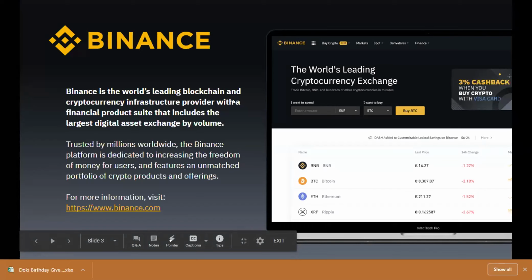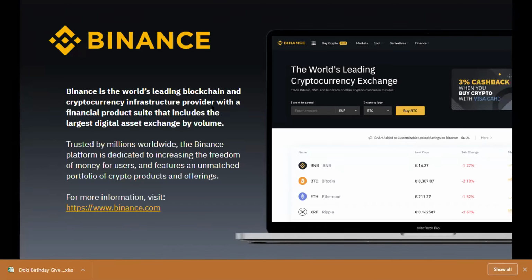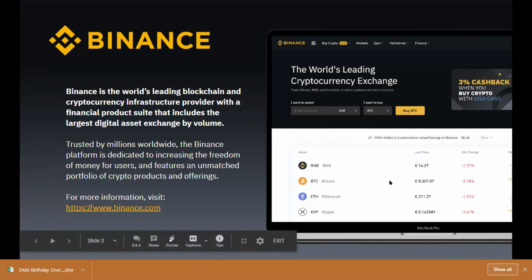So this is the world's leading blockchain and cryptocurrency infrastructure provider with a financial product suite that includes the largest digital asset exchange by volume. What this means is Binance is the biggest crypto trading platform, and you can know that it's the biggest because it has the largest digital asset exchange by volume. So a lot of Bitcoin is being traded on Binance, more than on other exchanges.